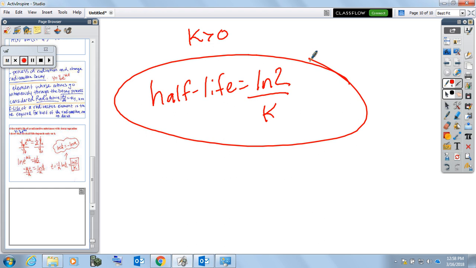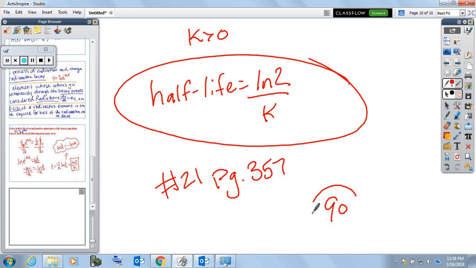So I want you guys to give one a shot on your own. It is number 21 in your textbook, on page 357. Give that one a shot on your own. You'll see the answer is 90 in the end, but give it a shot and see how you do. And we're on to the next one.